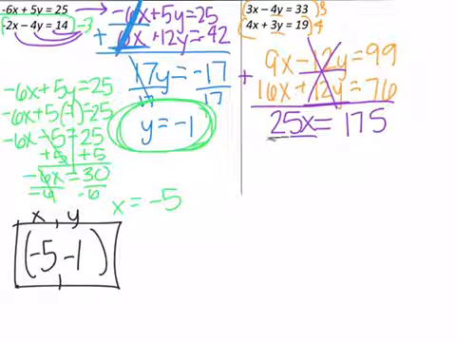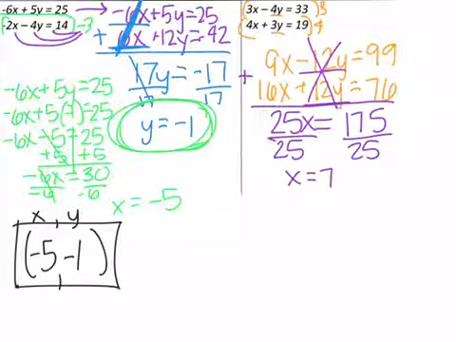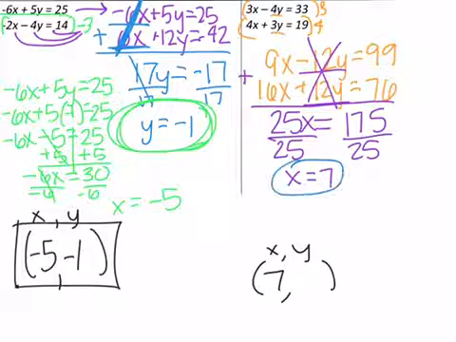Now we just solve for x by dividing by 25 on both sides. We end up getting x equals 7. So in our handy dandy little answer coordinates, we know that our x value is 7. The very last thing that we need to do is plug in 7 for x on either one of our equations. I'm going to do it in this first one.